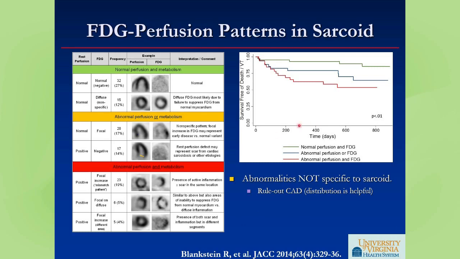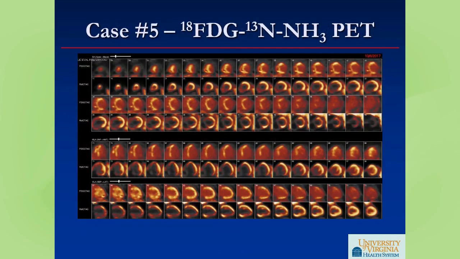And when you look at survival free of death or ventricular tachycardia, having these abnormal perfusion and FDG is the most concerning. If either of them are abnormal, then it's kind of in the middle. And if they're both normal, then the patient has a relatively good prognosis. It is important to note that the perfusion abnormalities are not specific to sarcoid, and so you have to rule out coronary disease. So here are the FDG N13 ammonia imaging, and you can see that there's a very prominent perfusion defect starting at the apex and moving all the way to the base in the septal and inferior territories.